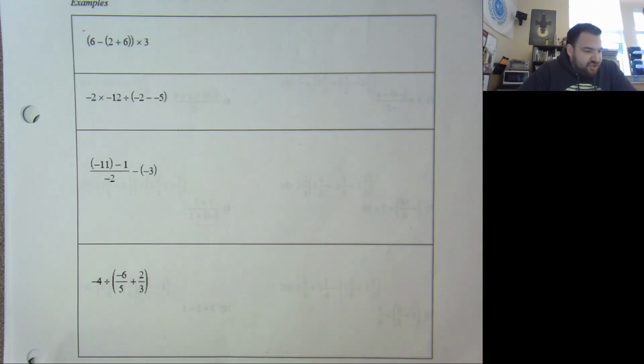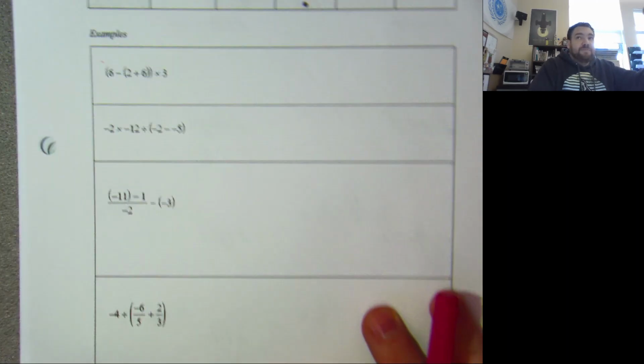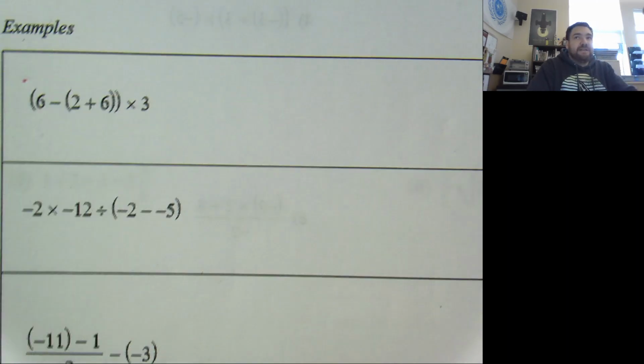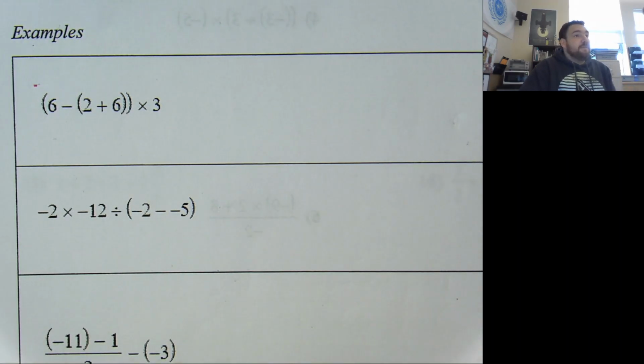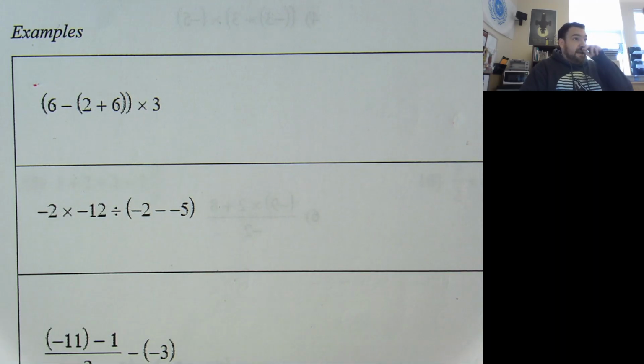BEDMAS. Nothing has changed. It's all still the same thing, except I'm going to change one of these questions to make it look more like one of the mistakes that I kept seeing. So, first question. I've got bracket 6 minus bracket 2 plus 6 bracket times 3. Zoom this thing in here so it's really easy to see. And this isn't the first time you've seen double brackets. You saw double brackets on that quiz with the integers I showed you last week. Let's take a look at how we play this out.